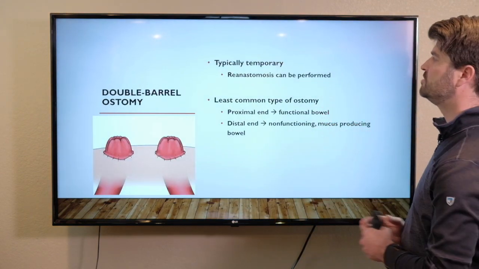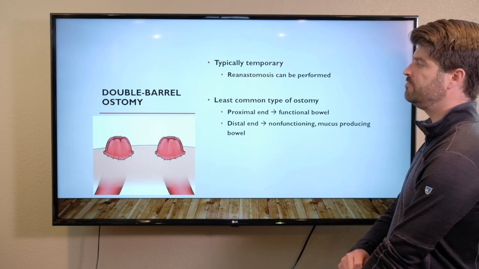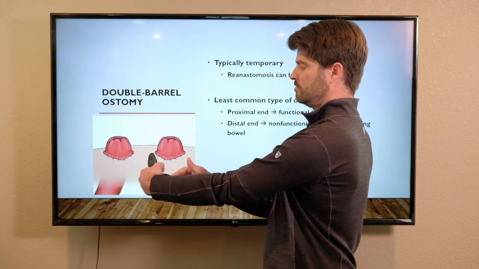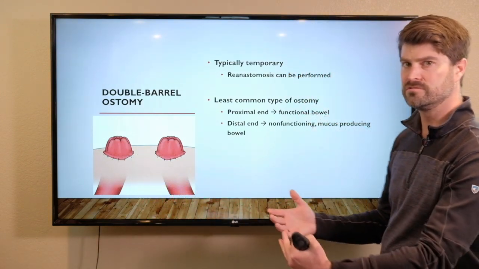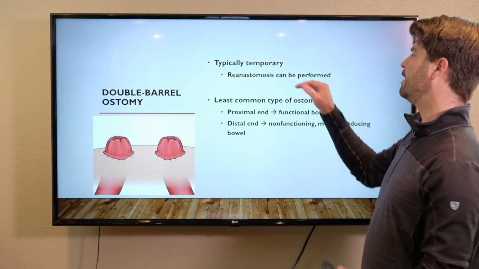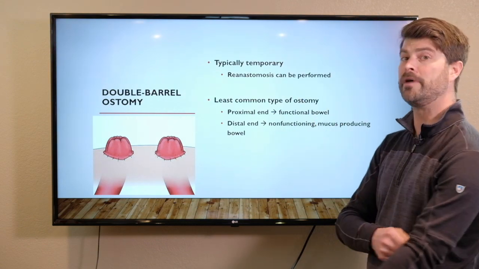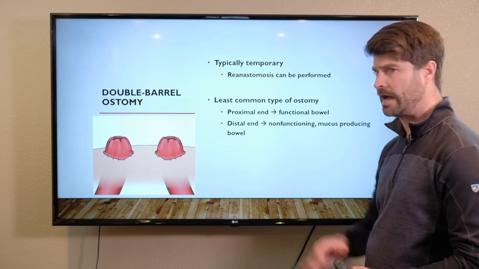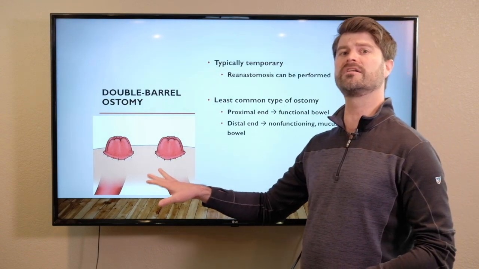So then we get to our double barrel ostomies. These are typically very temporary because you can see the goal here is to eventually connect these back together, just to re-anastomose them so that the patient can have normal bowel function. These are the least common type also. I've actually never seen these in practice.